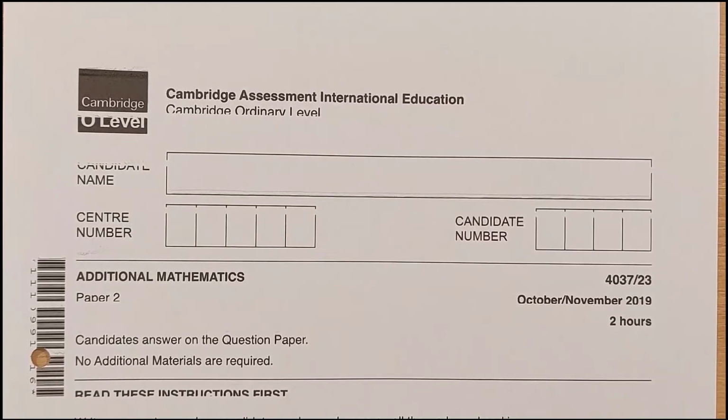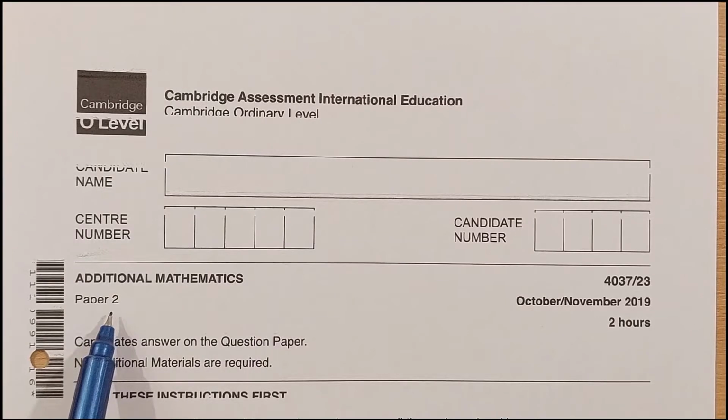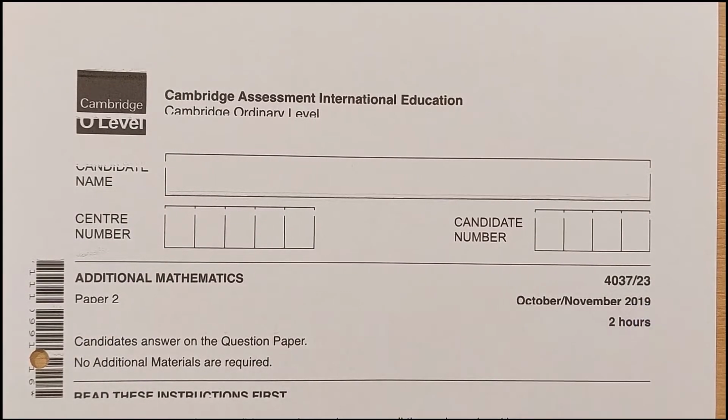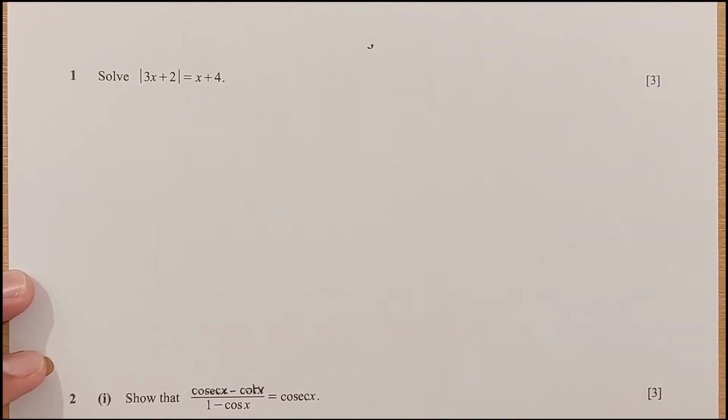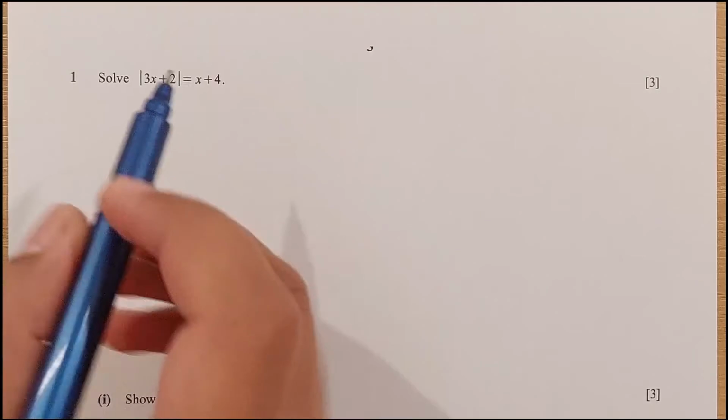Hello everyone, in this video I'm going to solve O-Levels Additional Mathematics Paper 2, October-November 2019, Paper 2-3. So let's start with the first question. Question number 1, solve this absolute value equation.